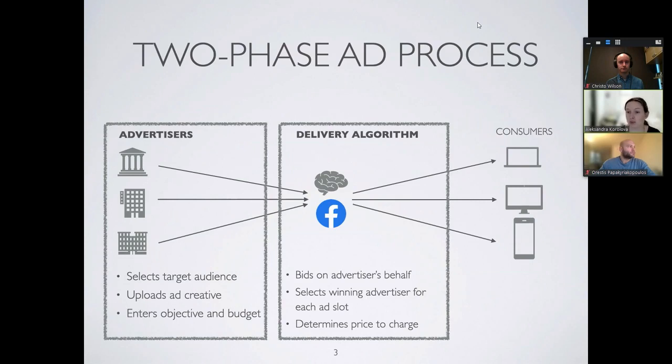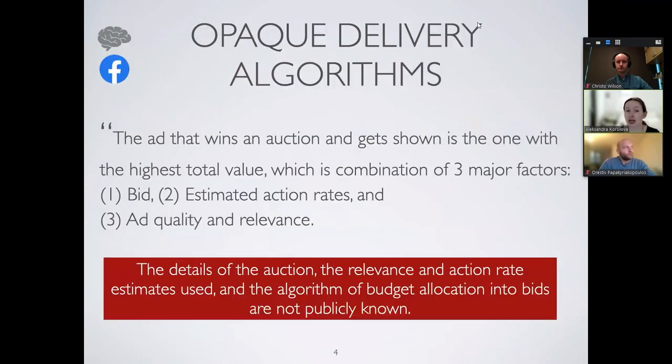This is when, for instance in Facebook's case, the platform bids on advertisers' behalf. It runs an ad auction to select who's going to be the winning advertiser for a particular user attention slot, and it also determines the price that this advertiser will be charged. This delivery algorithm is very opaque. What is known is that it's an auction, and the ad that wins is the one with the highest total value, which is a combination of factors such as bid, estimated action rates, and ad quality and relevance. But all of these factors are controlled by the platform itself.